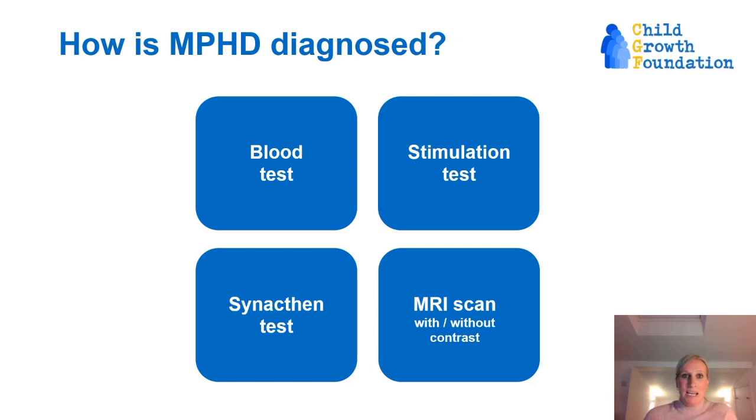And similarly with the synacthen test, a drug is given to stimulate the adrenal glands to produce cortisol. And then again, blood will be taken to measure cortisol. An MRI scan that takes a closer look at the pituitary gland to detect any abnormalities could be done. And a contrast is a kind of dye that will be injected for the MRI to improve the visibility of the structures.